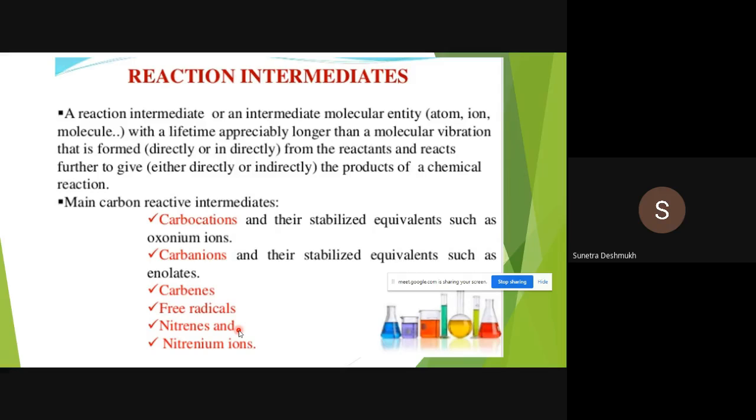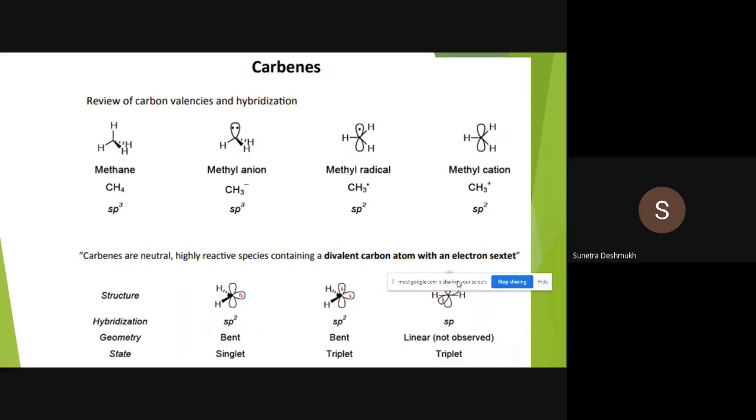So this is our topic: carbenes and nitrenes and their hybridization. Here is a comparison, a review of carbon valencies and hybridization. In methane the hybridization is sp3, methyl anion again sp3, methyl radical sp2, and methyl cation, that means the carbocation, sp2. Carbenes are neutral, highly reactive species containing a divalent carbon atom with an electron sextet. So we have seen the hybridization of all these reactive intermediates.